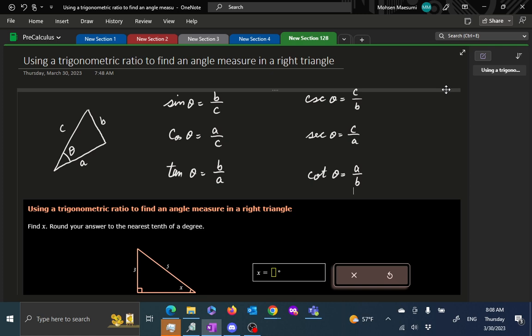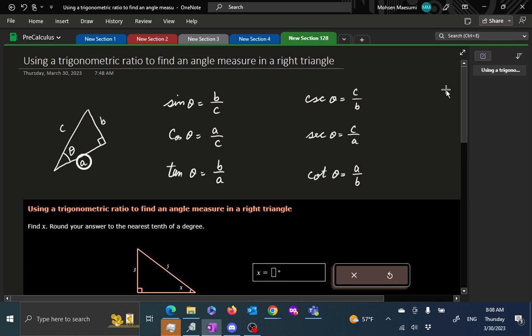I have written here the basic definitions in a right triangle. So this triangle is a right triangle. So these two are the legs, it's hypotenuse. One of the angles is in question. Typically, two of these sides are given. It could be any combination, and then we are looking for the angle.